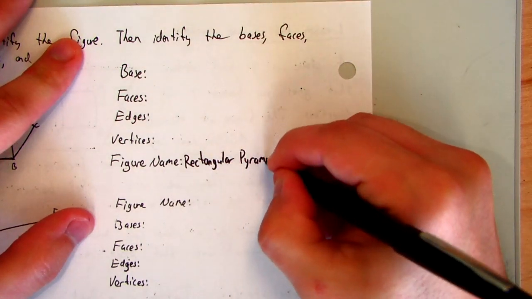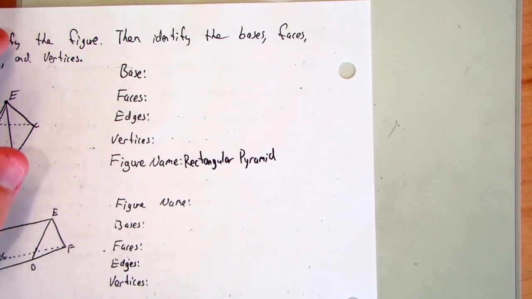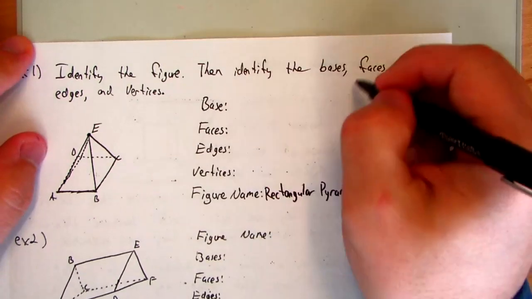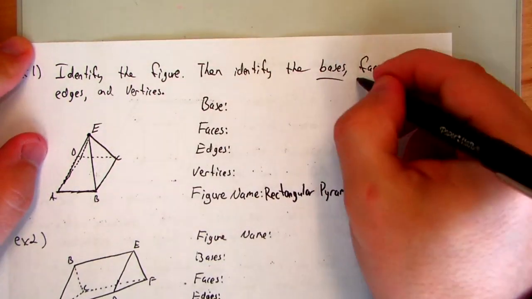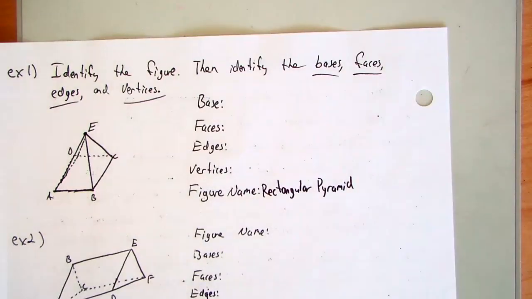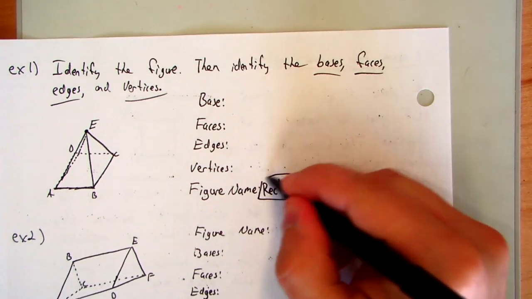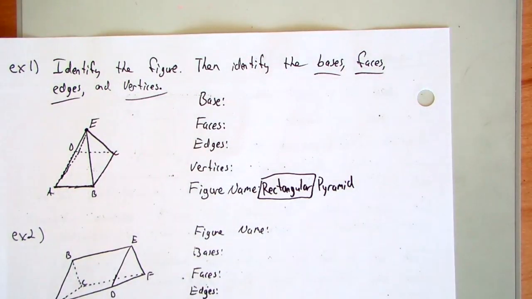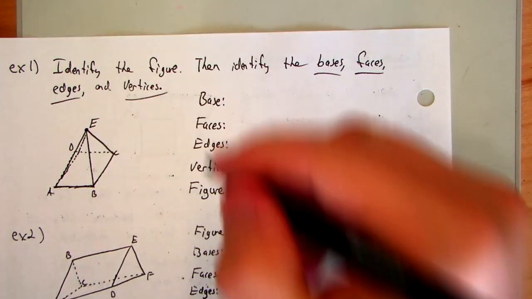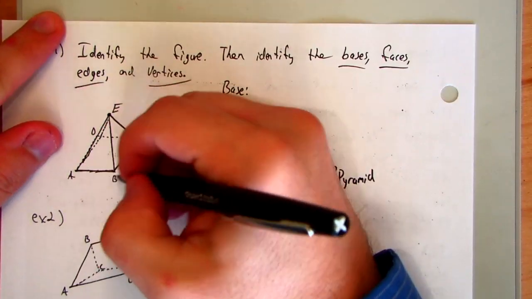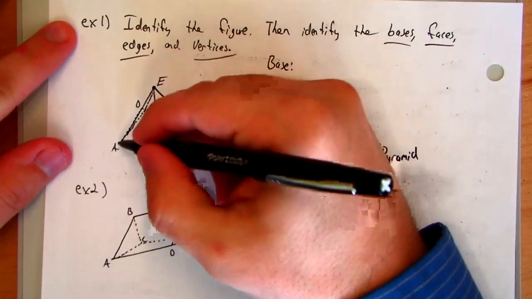Now we want to identify the bases, faces, edges, and vertices. The base is always going to be what this first word is dealing with. So in this case, it's a rectangle. And this rectangle is going to be labeled by its vertices. So we have A, B, C, and D. So our base is A, B, C, and D.